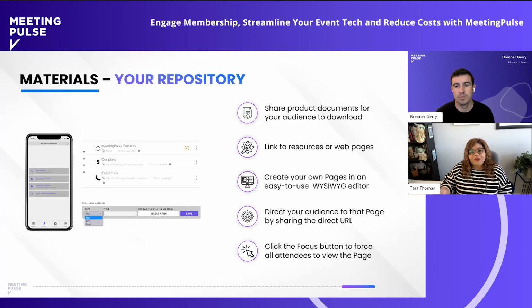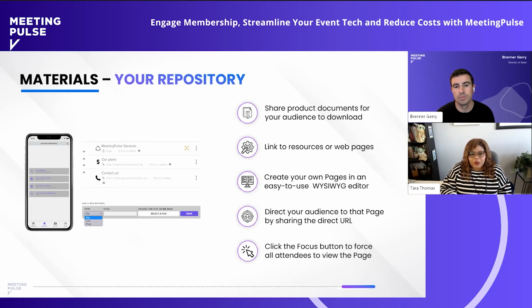You do that on MeetingPulse with a repository. We call it materials. You can name this anything you'd like in your version of the MeetingPulse app. So the materials section has a way for you to include PDFs and other types of files, but it also has ways for you to have links to your website, to other websites, to sponsor websites, and then you can even build your own pages using lightweight HTML in the MeetingPulse platform.